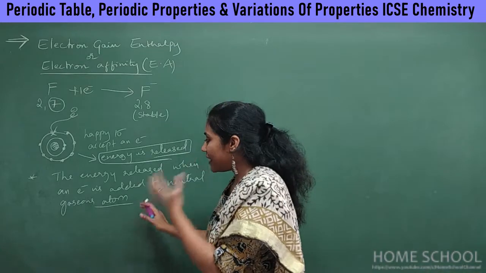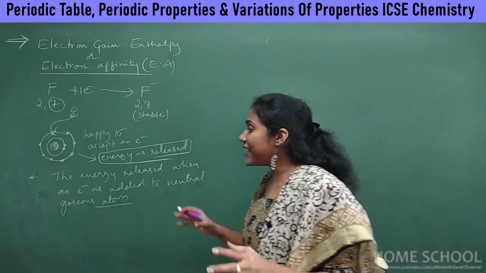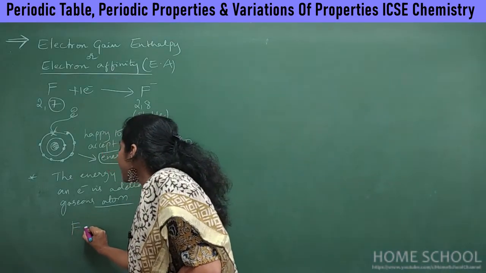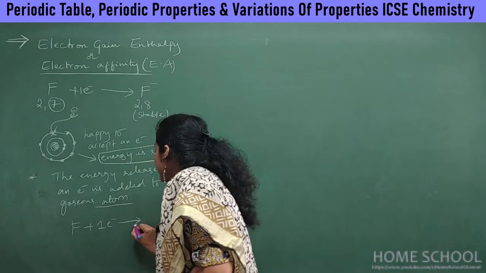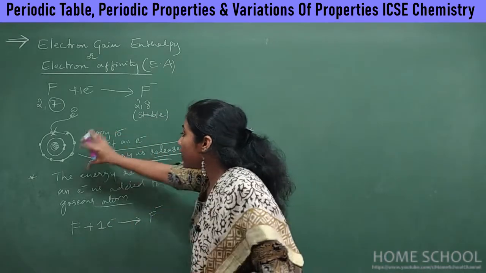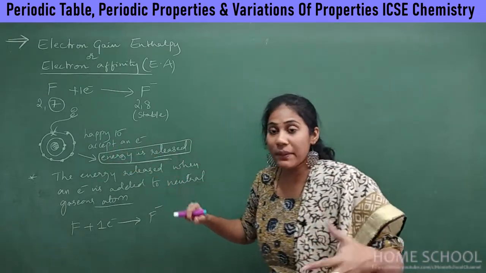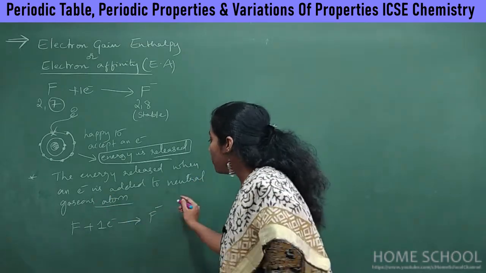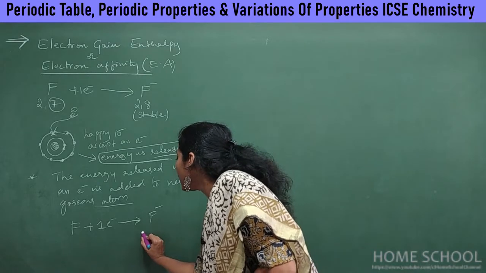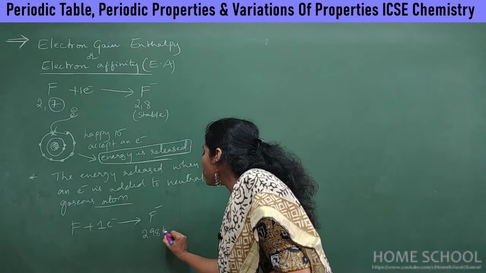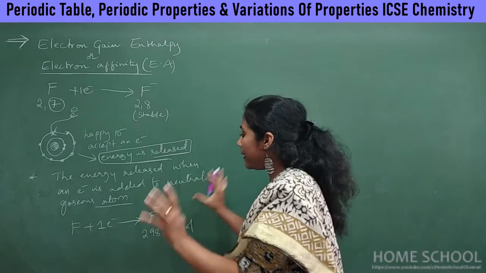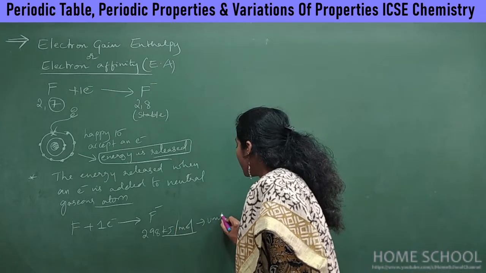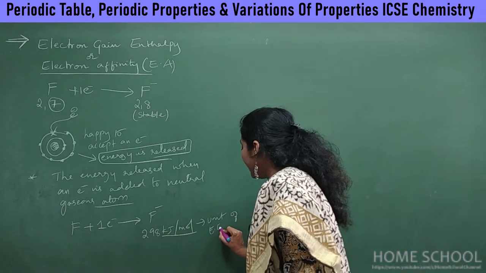Whenever energy is released, that energy is indicated with a negative sign. For example, here F is there. On accepting one electron, it has converted into F minus, and during this process energy is released. Energy here means heat. So how much heat is released? Almost around 298 kilojoule per mole. Per mole, this much amount of energy is released. Actually, this is the unit of electron gain enthalpy.